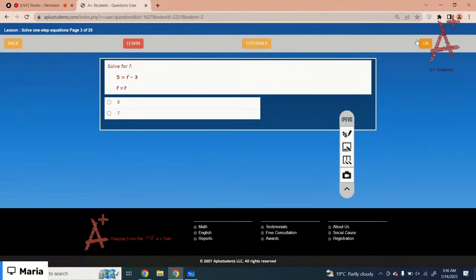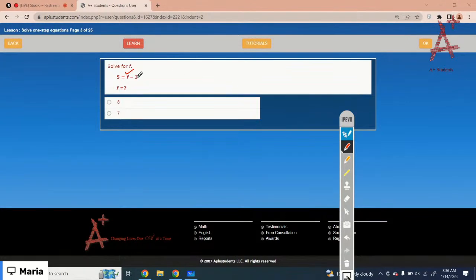Okay, the next one is 5 equals f minus 3. So you have to isolate the variable f. You have to undo the operation minus 3. Opposite to subtraction is addition. So add 3 to both sides. 3 minus 3 is 0. You're left with f here, and 5 plus 3 is 8. So the correct option is 8. Just select the correct option and click on the OK button.